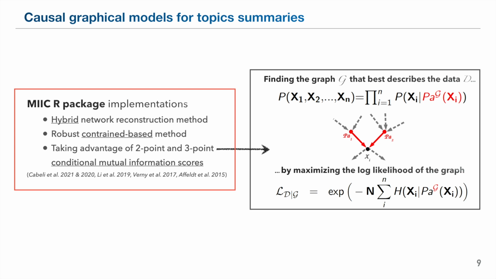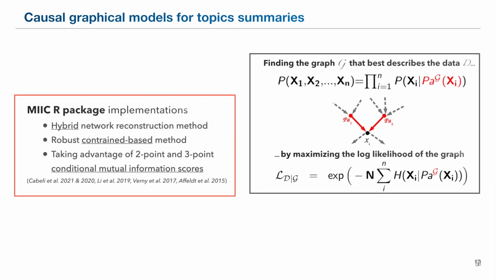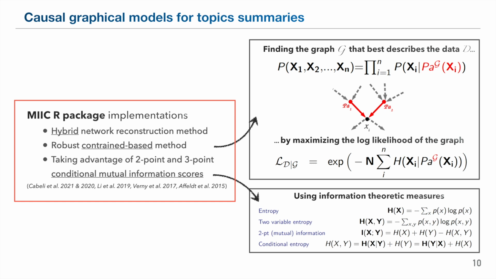The idea is to find a graph G that best describes the data D. So I have to find the joint distribution of all variables by maximizing this log likelihood formula, where n is the number of documents and xi are the words. And this likelihood uses conditional cross-entropy H, for which we recall below the formula for one variable. Other information theoretic measures, such as mutual information, are also given below.